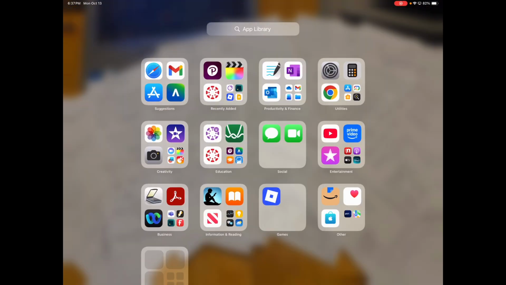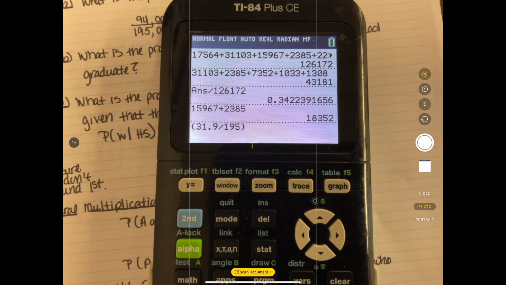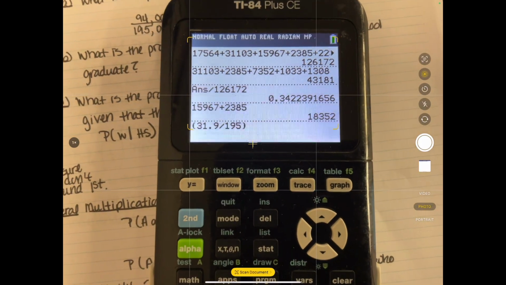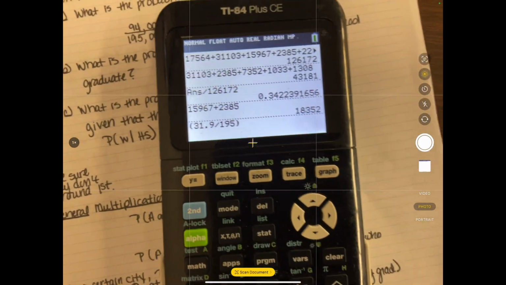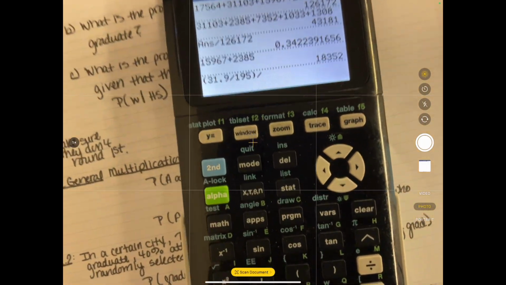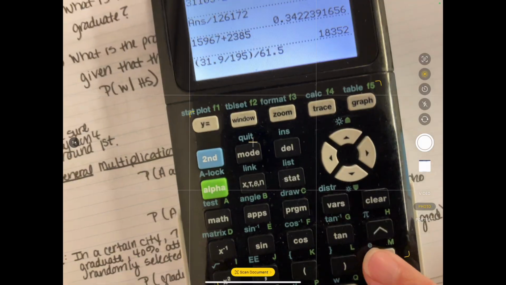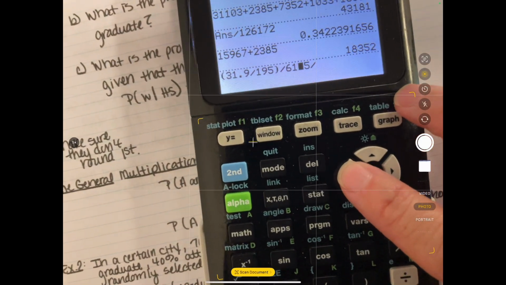Y'all have it in there before I do that. If I put it in parentheses like that, the 31.9 divided by the 195, and then that is over, I divide that by the, was it 61.5, Missy? Is that what you told me? Okay. Divided by, put you a set of parentheses there.